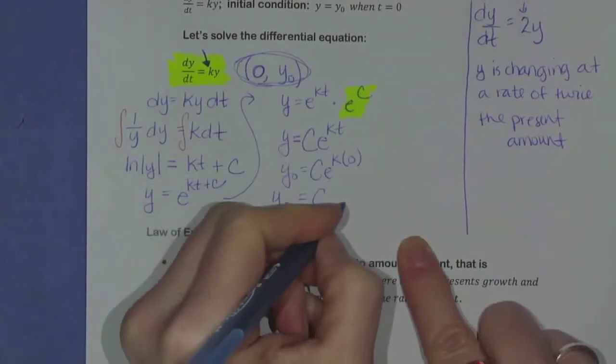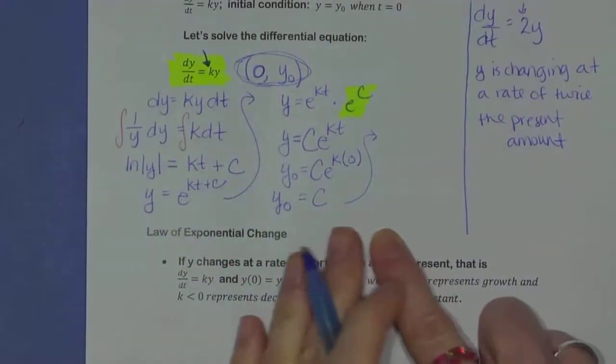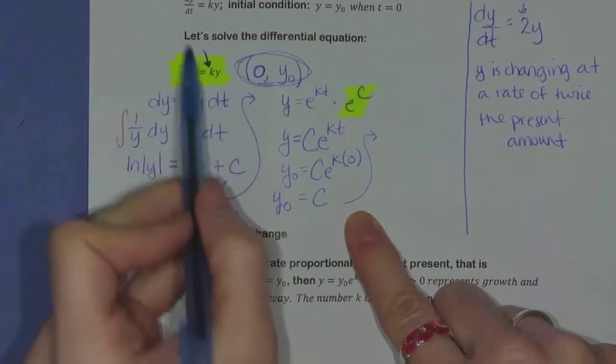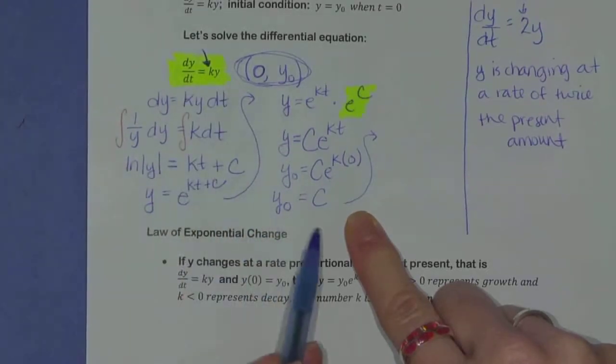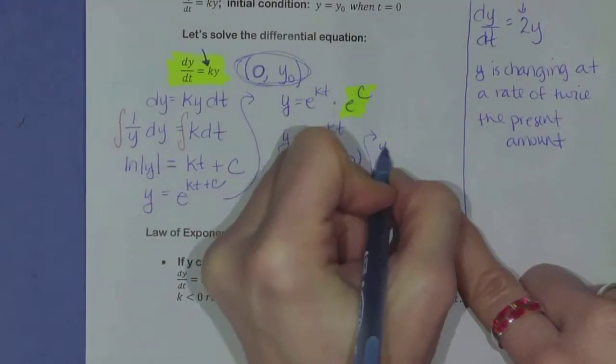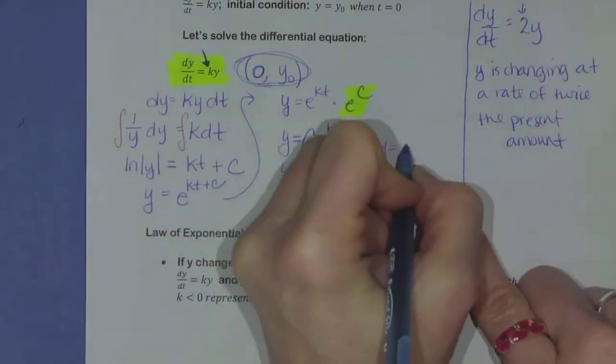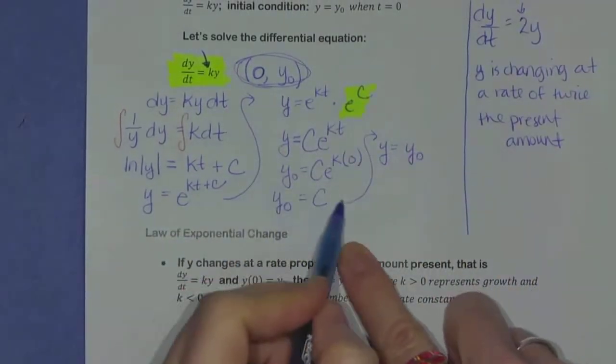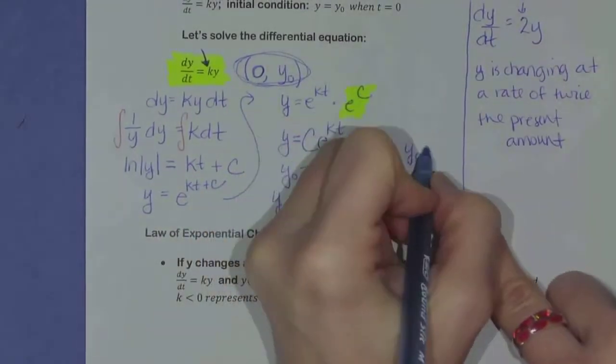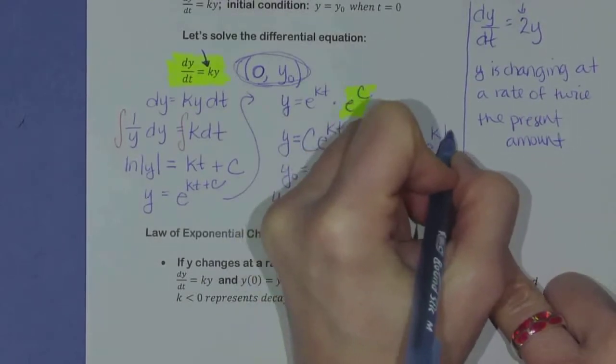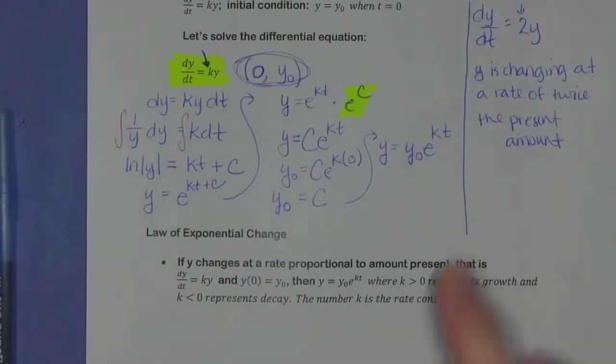So my final equation here in solving this differential equation for y will look like this. y equals y sub 0, right? I'm plugging that in for the C, times e raised to the kt. Final answer.